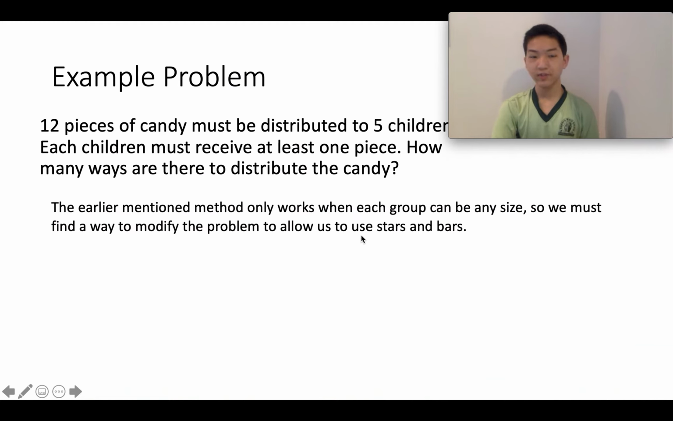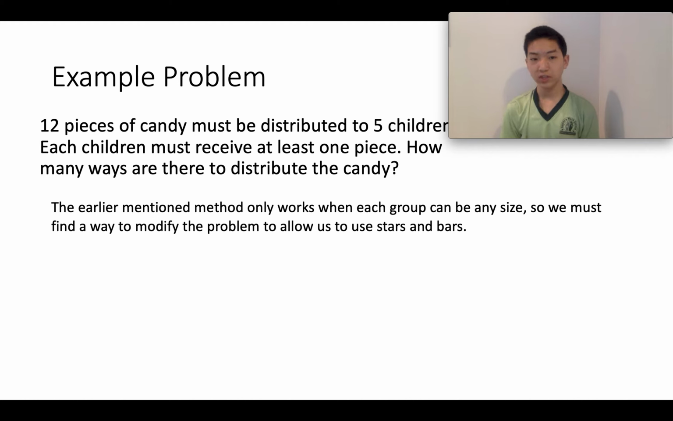So now we have here an example problem involving the stars and bars. 12 pieces of candy must be distributed to 5 children. Each child must receive at least 1 piece. How many ways are there to distribute the candy?